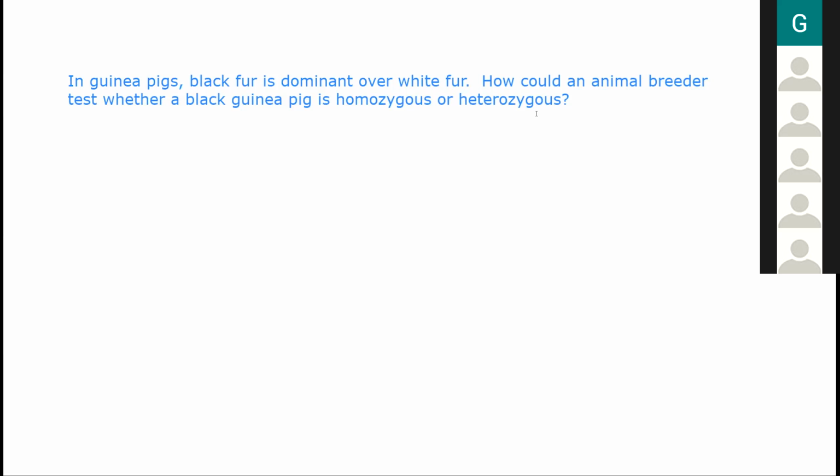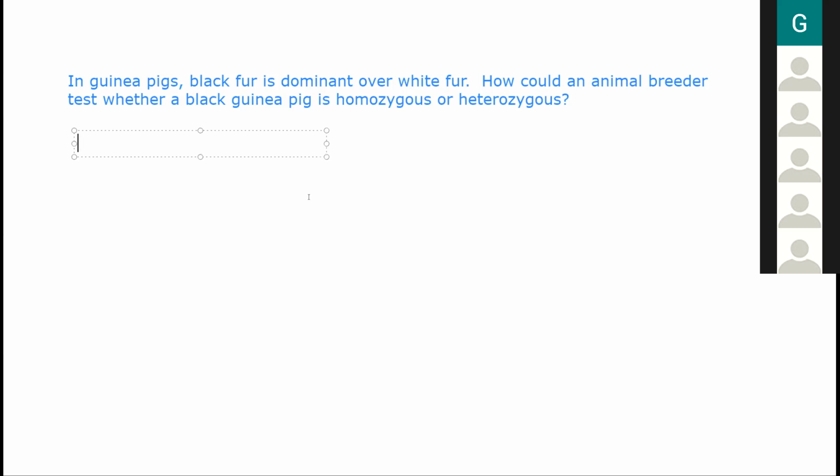He has one of each allele. Absolutely correct. He has one of each. So we want to find out whether this black guinea pig is going to be homozygous or heterozygous. Now, the first thing you want to do is you need to define your variables.